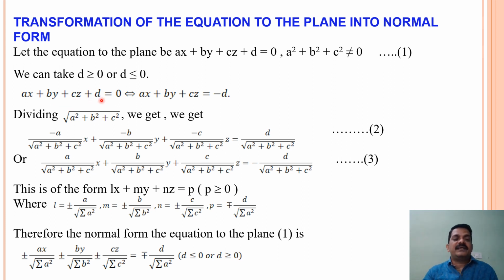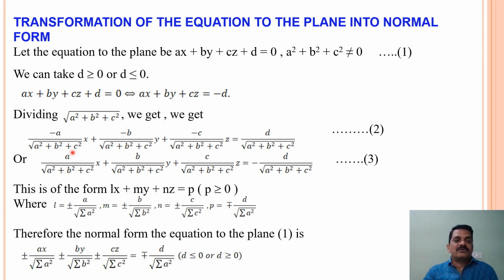So d by square root of a square plus b square plus c square is equal to minus a by square root of a square plus b square plus c square into x, plus minus b by square root of a square plus b square plus c square into y, plus minus c by square root of a square plus b square plus c square into z. So both equations are of the form Lx plus My plus Nz is equal to P.